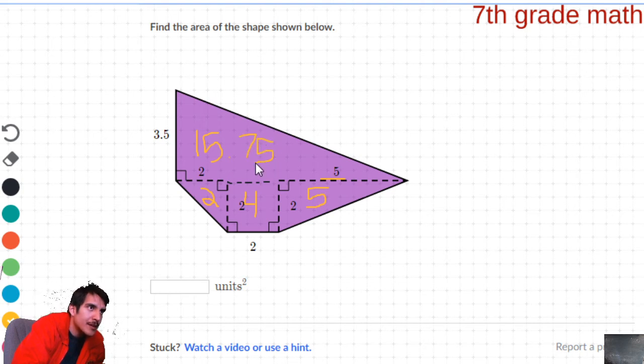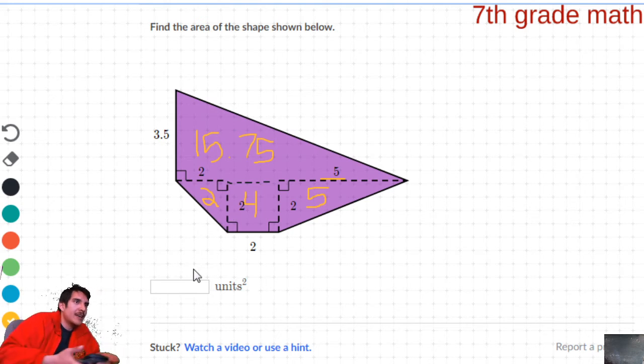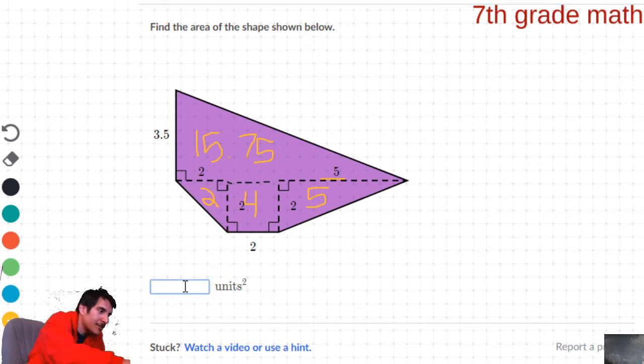15.75. And if you add all that together, you get, I believe, 26.75. I did that mentally, but let's see. 15 plus 5 is 20, then 24, then 26. 26.75, yeah.